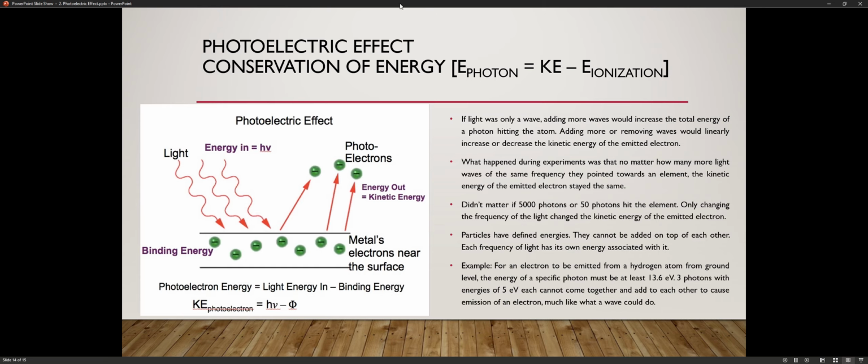If light was truly and only a wave, then all these photons could stack on top of each other, and the kinetic energy would increase due to constructive interference. But that's not what they saw. The only thing that could change the kinetic energy of these electrons was using different frequencies of light, frequencies that had higher energy.